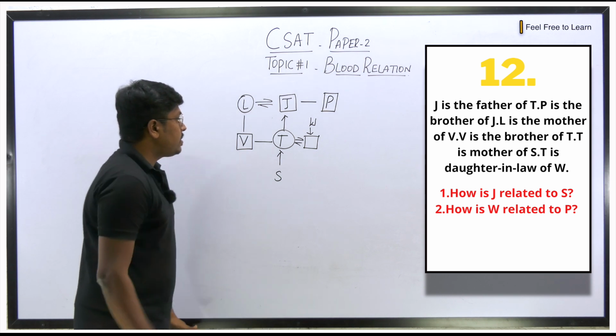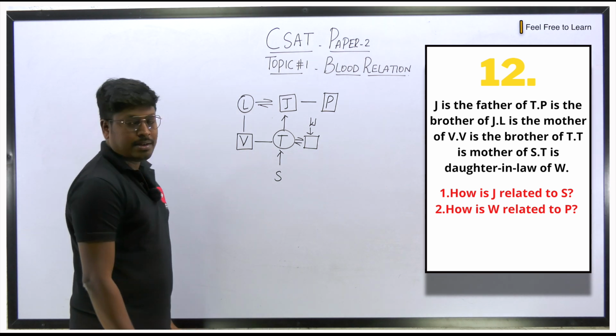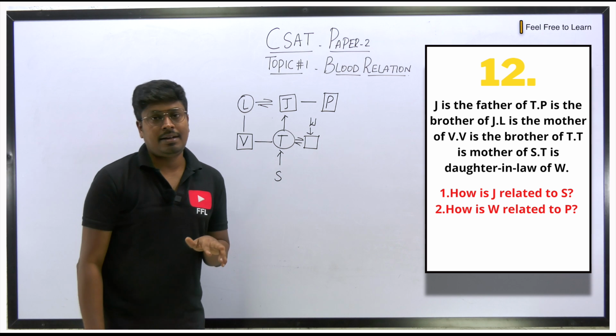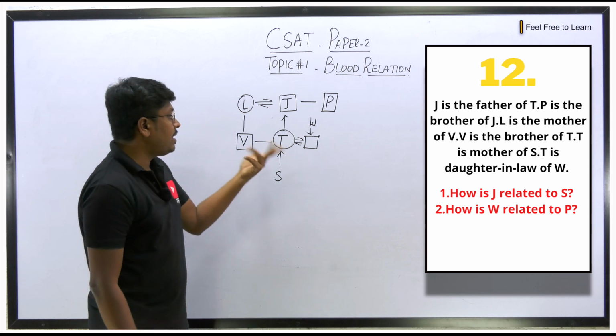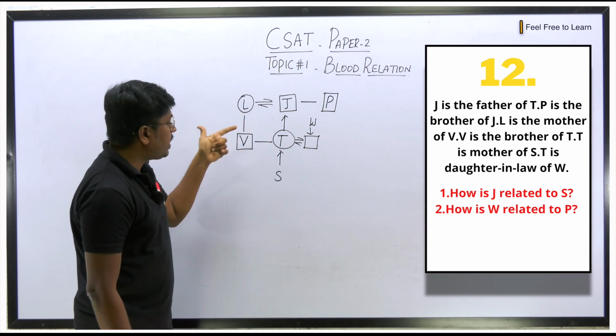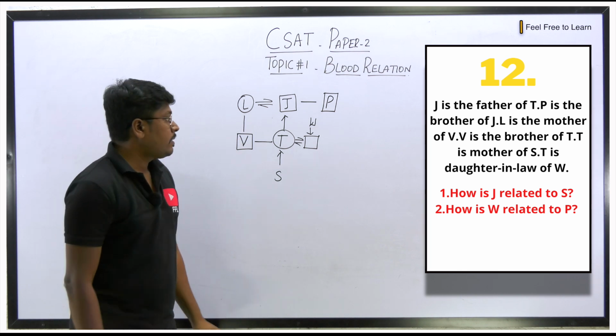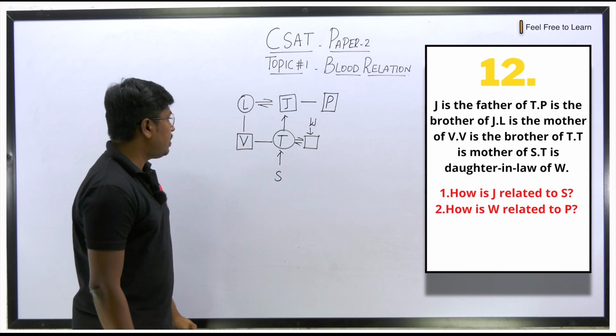Understood or not, right? So if W wants to call T a daughter-in-law, then W should have a son and that son should be married to T. So only then we can say that the person W can call T a daughter-in-law. Understood? That's it. This is the tree diagram.